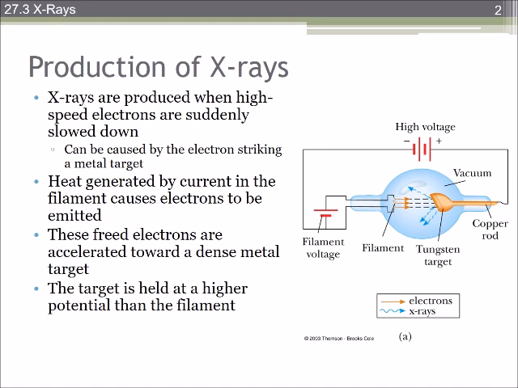So how are x-rays actually made in an office-type piece of equipment that you might see in your doctor's office or in your x-ray lab at a hospital? X-rays are produced when high-speed electrons are suddenly slowed down. Most of the time in classical mechanics, we think that when something slows down, you produce heat. When you slow your car down, you produce heat on your brake pads. When you slow down from running, you produce heat in your muscles.